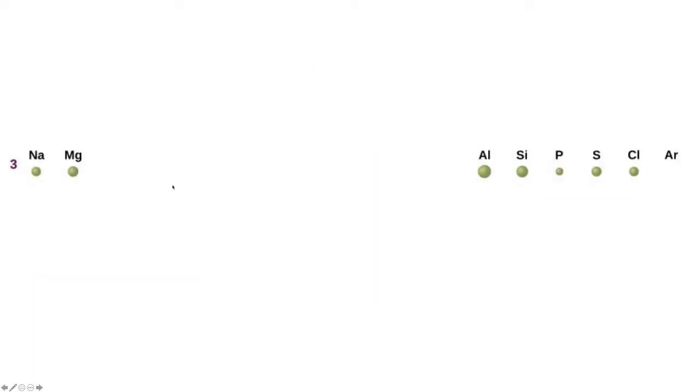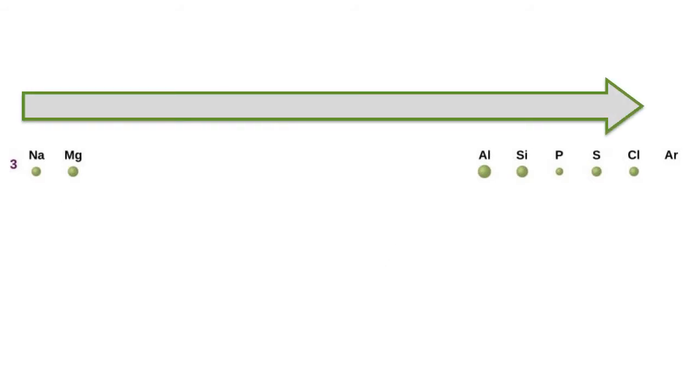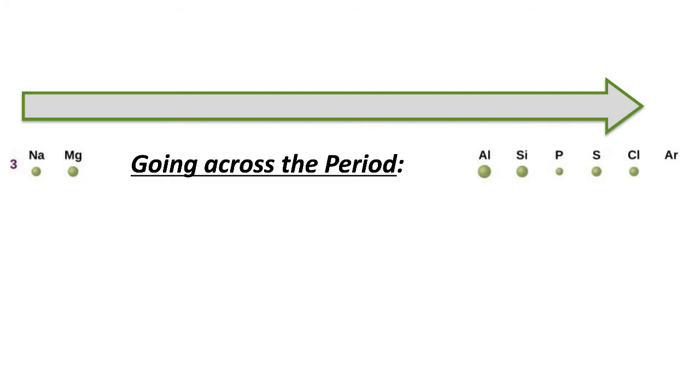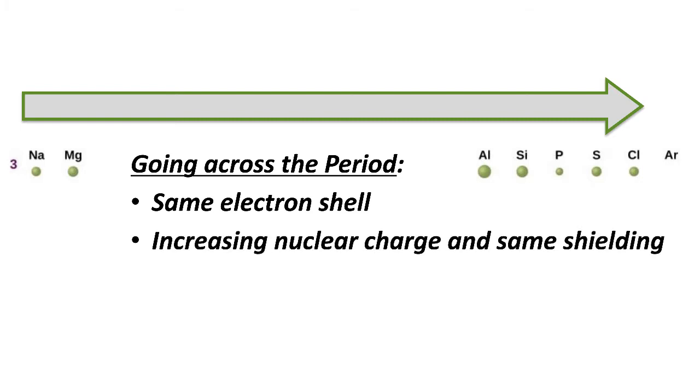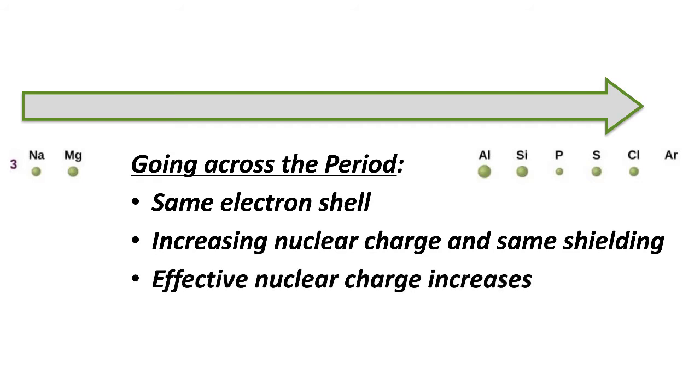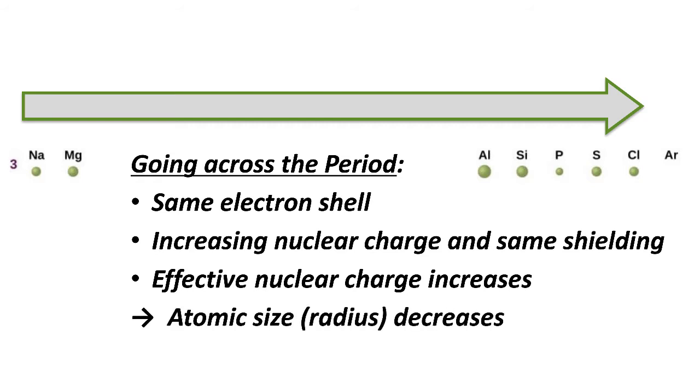And if we look at this general trend for the third period in the periodic table and summarize going across the period, what's happening is we have the same electron shell for the outer electrons. We have an increasing nuclear charge and roughly the same shielding due to inner shell electrons. That gives us an effective nuclear charge that increases as we go from left to right across the period, and that increasing effective nuclear charge makes the atomic size or the atomic radius smaller. So atomic radius decreases going across a period.